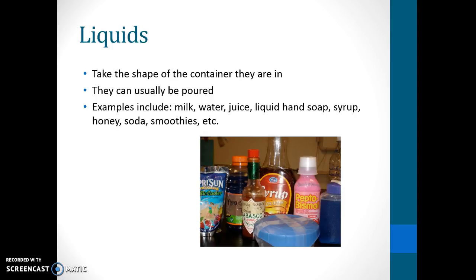Liquids take the shape of the container they are in. They can usually be poured. Examples include milk, water, juice, liquid hand soap, syrup, honey, soda, smoothies, etc. These are some picture examples of liquids. So most of the time you can pour a liquid and it takes the shape of the container it's in. See, this syrup is in the shape of this container here, but this hot sauce is in the shape of this container. And then this juice is in the shape of this juice box drink. So it takes the shape of whatever you put it in.